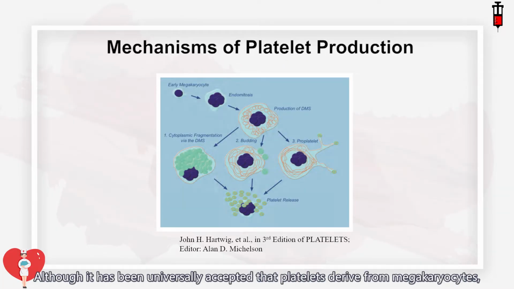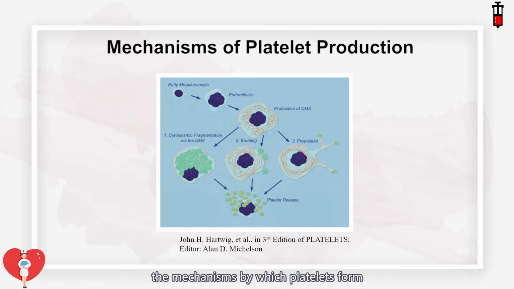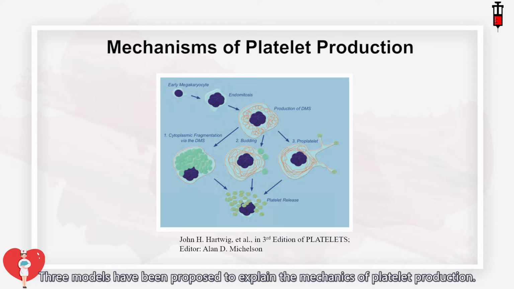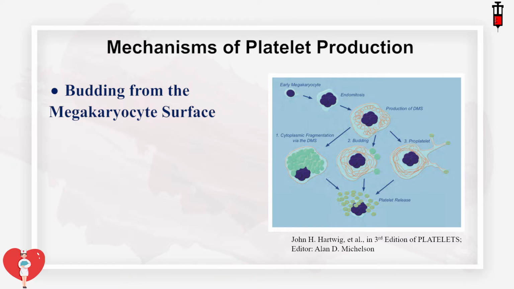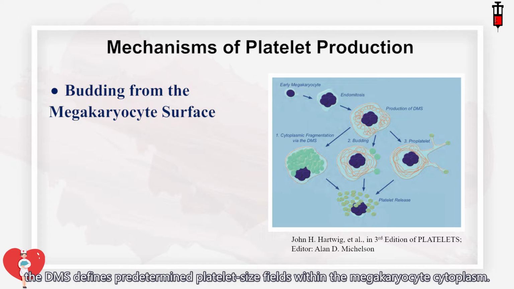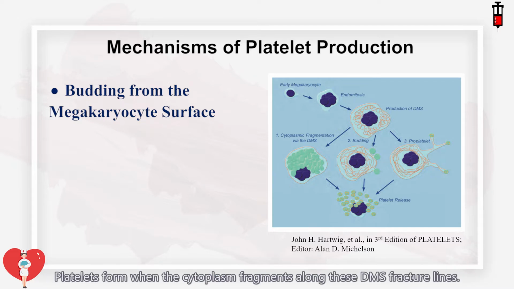Although it has been universally accepted that platelets derive from megakaryocytes, the mechanism by which platelets form and release from these precursor cells remains controversial. 3 modes have been proposed to explain the mechanics of platelet production. The first is cytoplasmic fragmentation via the DMS. In this model, the DMS defines predetermined platelet-sized fields within the megakaryocyte cytoplasm. Platelets form when the cytoplasm fragments along these DMS fracture lines.